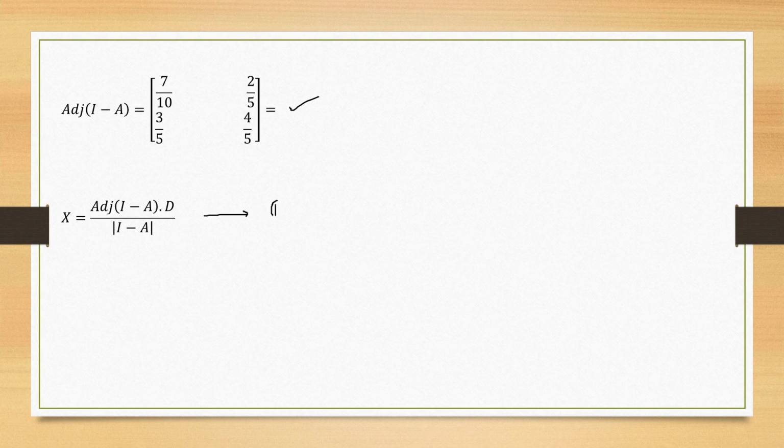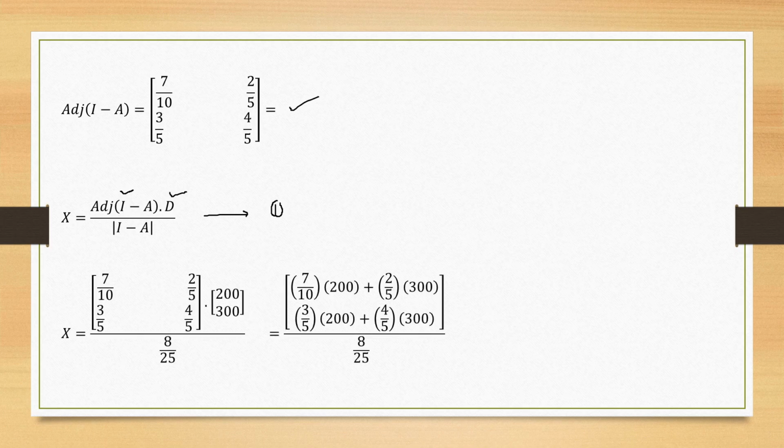This is our equation number 1. We have to put in all the values: the adjoint of I minus A, the determinant of I minus A, and the matrix D. This matrix is the adjoint, divided by the determinant of I minus A, and here is matrix D.